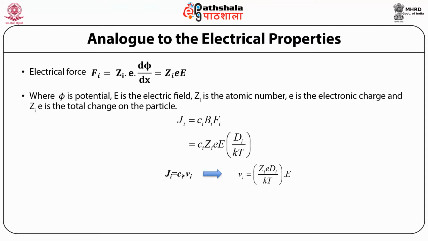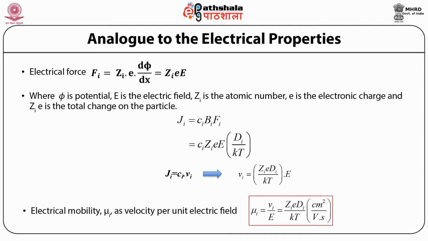Now defining the electrical mobility. Electrical mobility is μi, which is velocity per unit electric field. So μi = Vi divided by E. On substituting the above equation, we get μi = Zi e Di/kT, and the units of mobility will be centimeter square per volt per second.